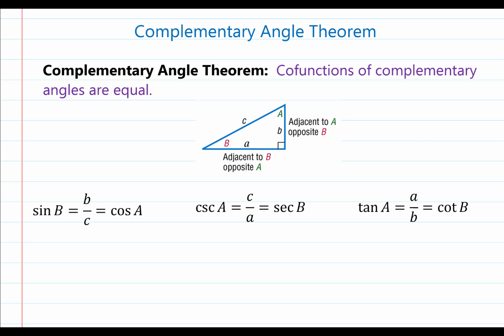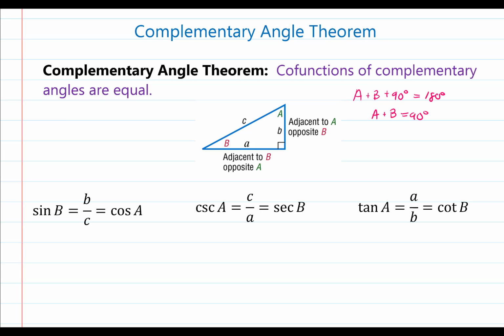Looking at the triangle below, we have a right triangle. We know that the sum of the interior angles of any triangle is 180 degrees. As a result, angle A plus angle B plus the 90-degree right angle is equal to 180 degrees. Subtracting 90 degrees from both sides, we see that angle A plus angle B is equal to 90 degrees, which means that angle A and angle B are complementary.